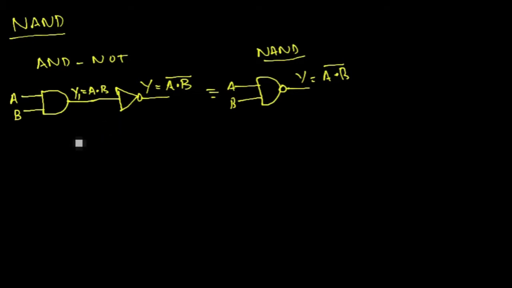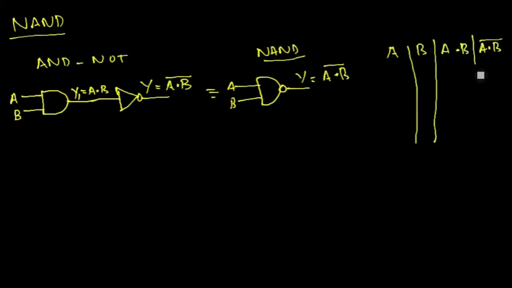Now let's see the truth table corresponding to this NAND gate. For that, we will consider A and B, then (A and B) all complement. Here A and B are the inputs, and (A and B) all complement is the output, with A and B as the intermediate. So if A is 0, B is 0, then A and B is 0, so the output (A and B) all complement will be 1.